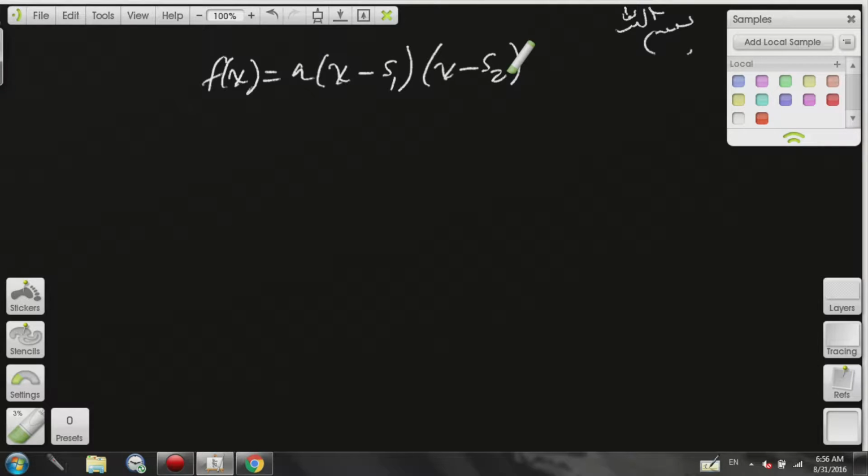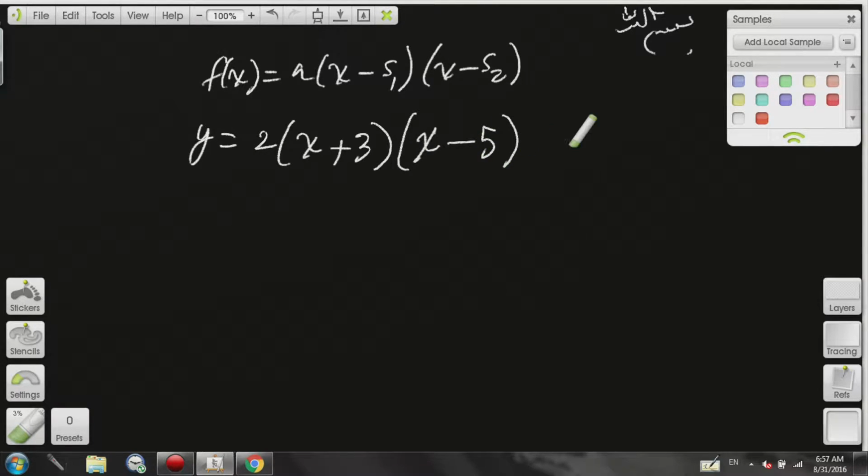Okay? That's the X-intercept form. Now, this form is not that difficult either. Some students find this tricky, but once you understand it, I think it's not too bad. Watch this. So 2 times x plus 3, and x minus 5. Okay. Now notice in this form there's no square or anything like that over there, okay? Because once you FOIL this, then you get the x squared, okay?